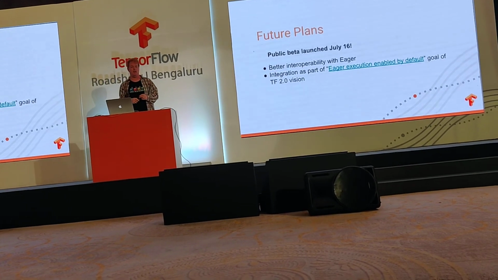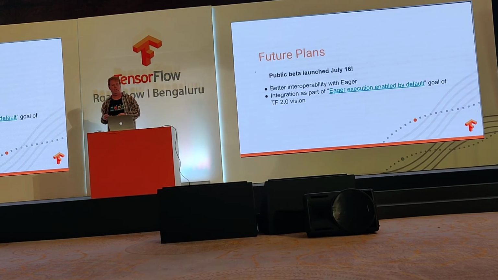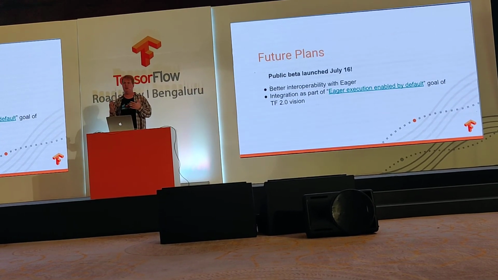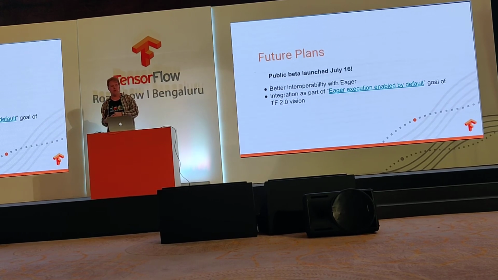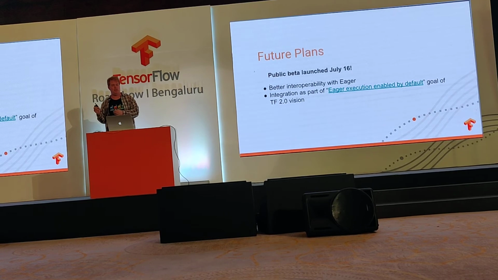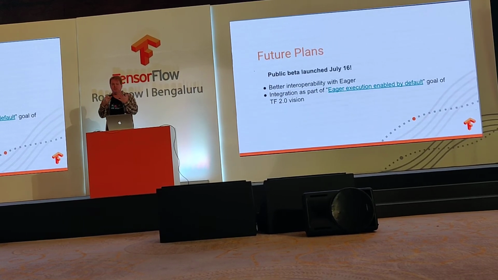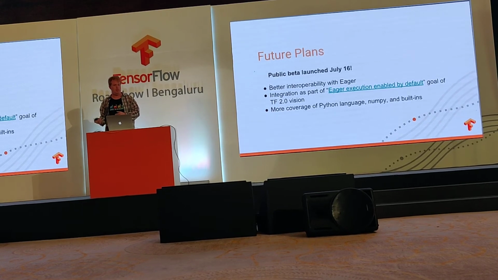So that's kind of where we are. This is the status that we have. We have a public beta that we launched in July. We're trying to get Autograph and Eager together so that you can use them in Eager to get performance right there without having to switch back to graph execution. And then you can seamlessly accelerate parts of your code with defun and Autograph.